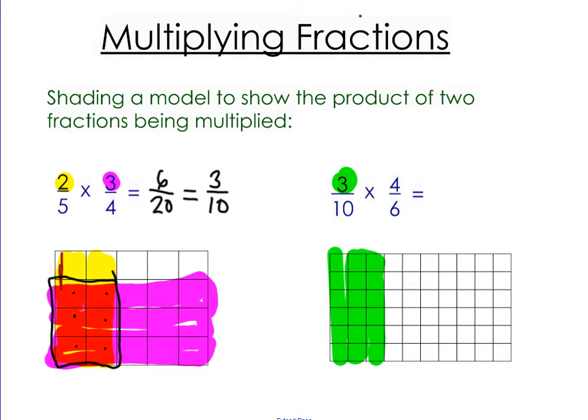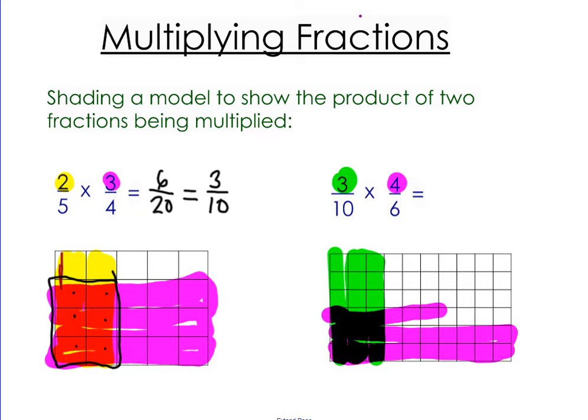Next, I'm going to shade in 4 out of the 6 rows to show 4/6. You need to shade in the whole row, or when you're doing the columns, you need to shade in the whole column. Otherwise, you're not showing the correct amount. So this is going to show us 4/6. So 4 out of the 6 rows are going to be shaded now. So here we have 4/6 shaded.